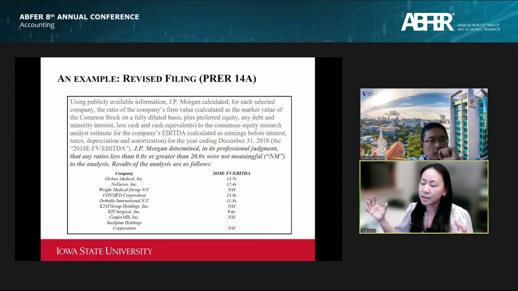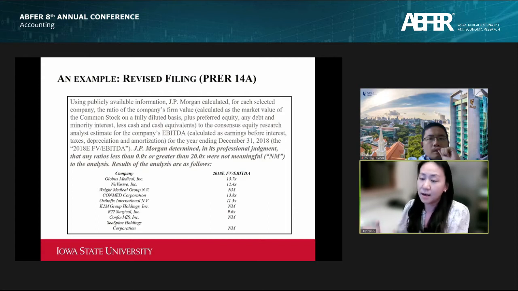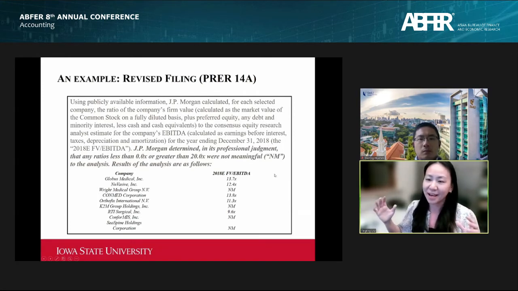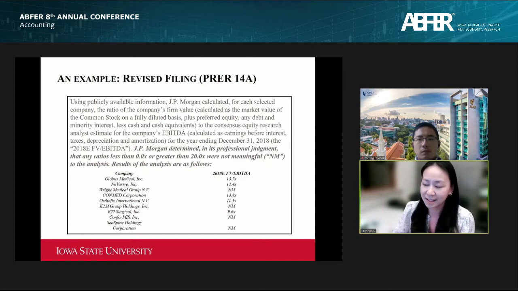So in this case, we can see the additional disclosure does not change the valuation range itself, but the additional disclosure does provide more information, like how exactly the investment bank came up with this valuation, what the set of comparable firms is, and what the selection criteria are. So here, specifically, the firm disclosed JP Morgan determined, based on its professional judgment, the ratios, this is a multiple, a future value EBITDA multiple. So the investment bank basically selected all the firms with a positive multiple and less than 20 times to be included as comparable companies.